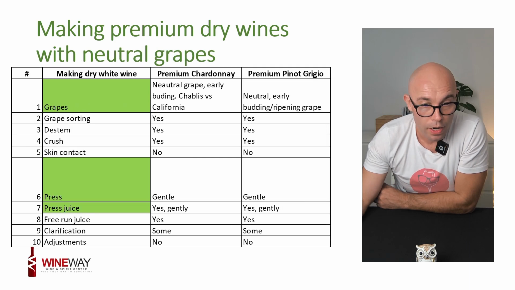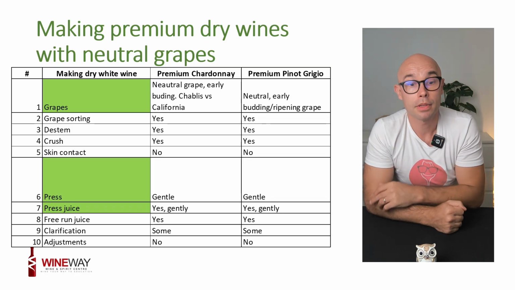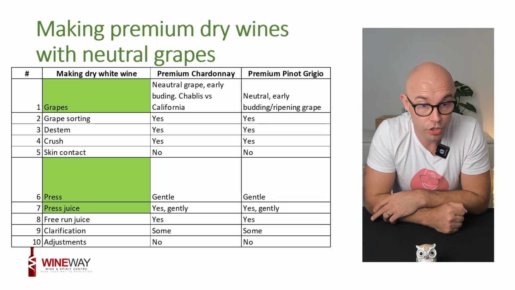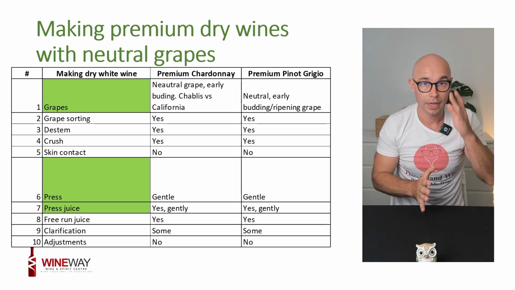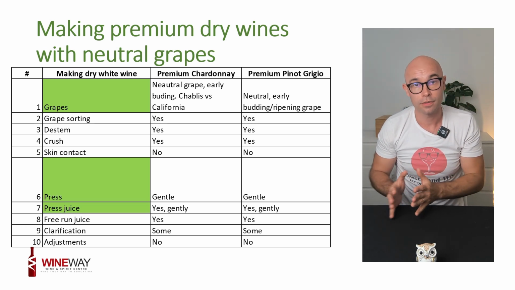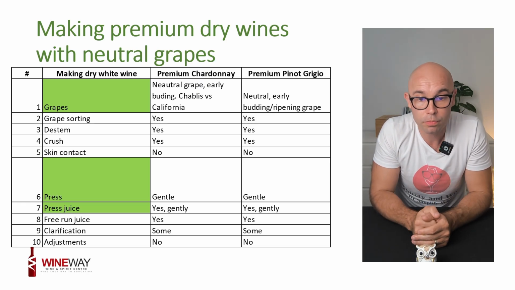Making premium dry wines with neutral grapes. With neutral grapes, we're going to use examples of Chardonnay and Pinot Grigio. So neutral grape variety, Chardonnay is early budding, Chablis versus California. Chablis is going to be more citrus and green fruit, whereas California is going to be more stone and tropical fruit. Also, Pinot Grigio is a neutral grape variety, an early budding and ripening grape variety.